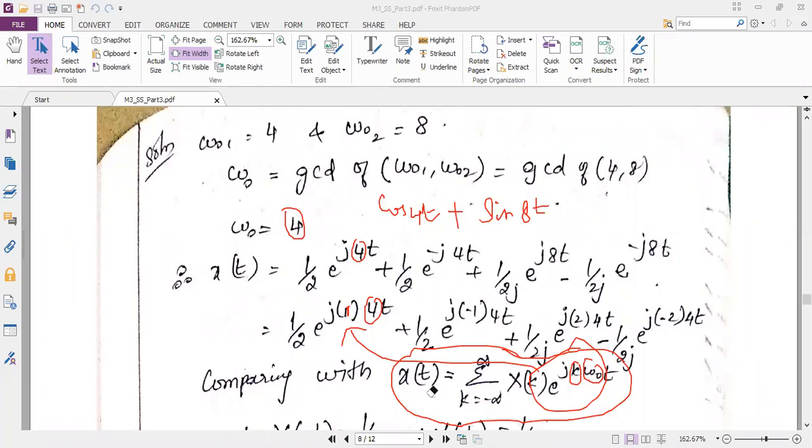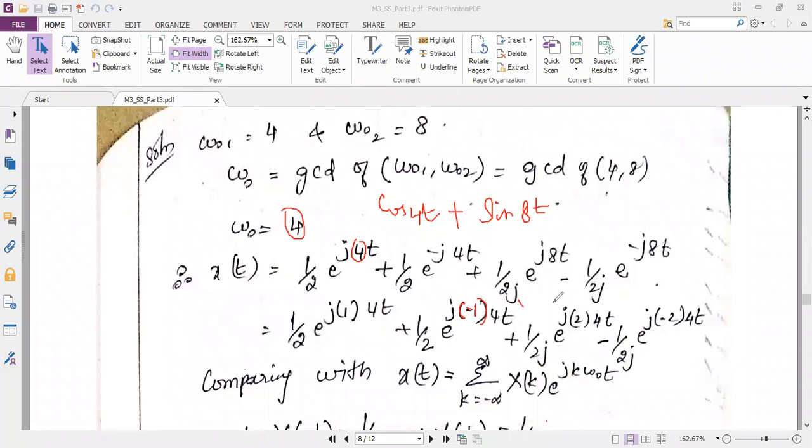Similarly, the second term, I should write the e power term properly. So if I write it, the power I will be having is minus 1 within the bracket, that is nothing but my k. And in the last two terms, this 8, I should split it into 2 into 4. Why? Because my 4 is omega naught. So this 2, now I will consider as the k value. Similarly, in the second term, I will write minus 2 within the bracket. That minus 2 is nothing but my k value.